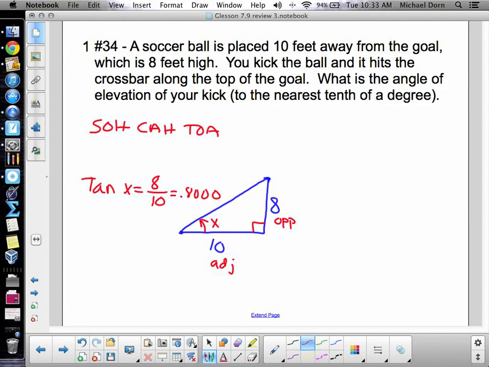Getting there. 915, 925, found it. Okay. We go to the chart. We look up. It's a tangent, 0.800. That's pretty close to 39 degrees. So the nearest degree, that would be about a 39-degree angle.